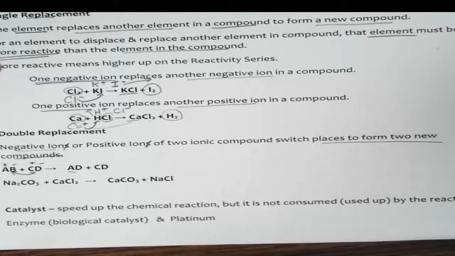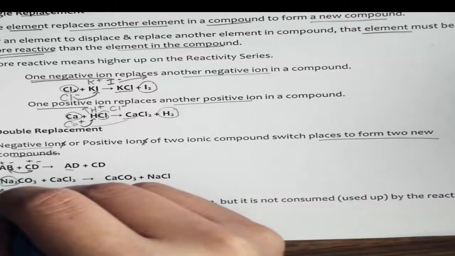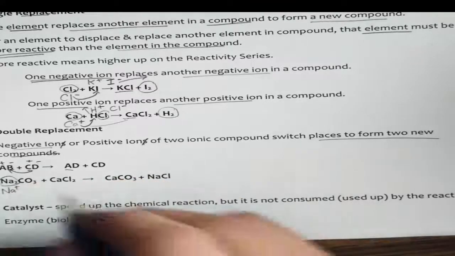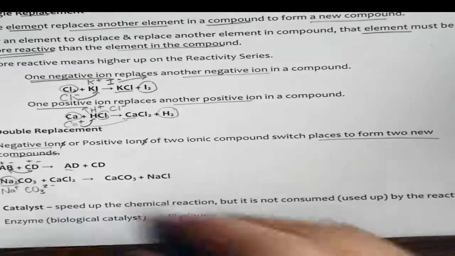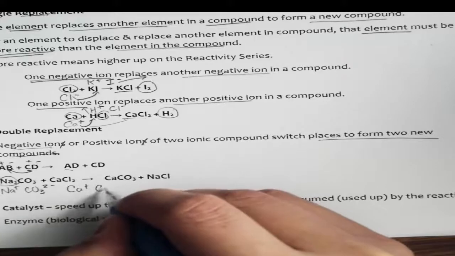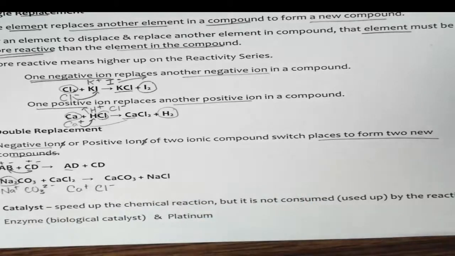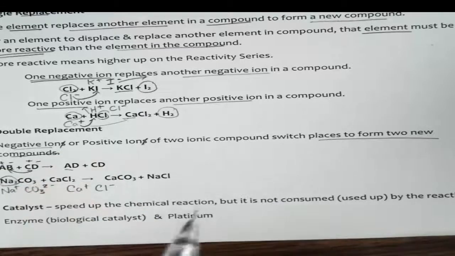Let's look at a real example. Here I have sodium carbonate. We know sodium is a metal, so it has Na+. And carbonate is CO3 2-. And calcium chloride, we know the calcium is the plus, and the chloride is minus. And you can switch the positive ions or the negative ions, it doesn't really matter. But in most cases, it is more likely to switch the positive ions. But again, it doesn't really matter.